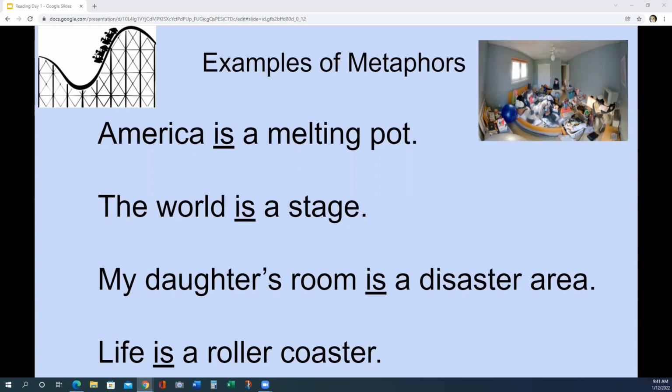My daughter's room is a disaster area. That is the truth. I have an 11-year-old daughter, and if her room is not a mess at all times, I think something is wrong. It looks like a complete disaster area, but that is also a metaphor. Life is a roller coaster. It absolutely is. So what are we comparing? Life and a roller coaster. And we're not using like or as, so that makes this a metaphor.